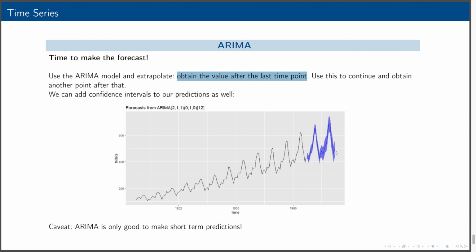The 95% confidence interval. An important thing to know is that ARIMA is only good for making short-term predictions. For some time steps in the future it's going to help us, but for a long time horizon, it will not help us at all. This is just to look at a small part of the future. We cannot look completely into the future.